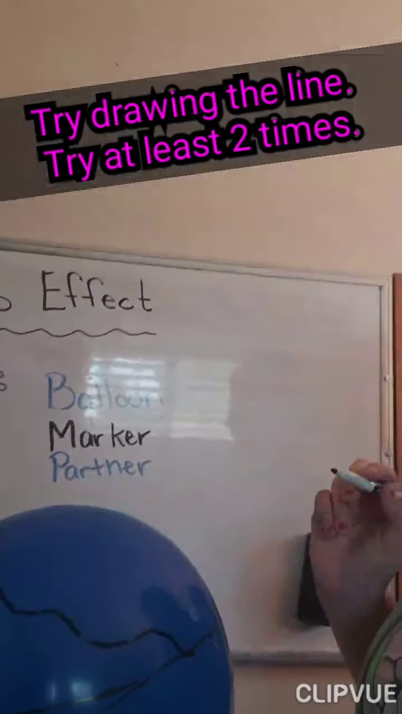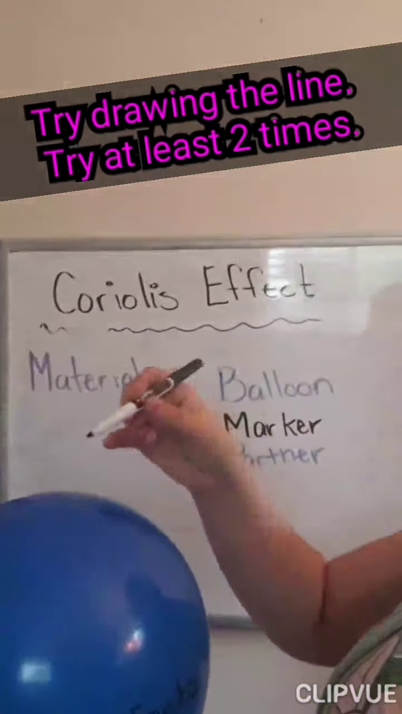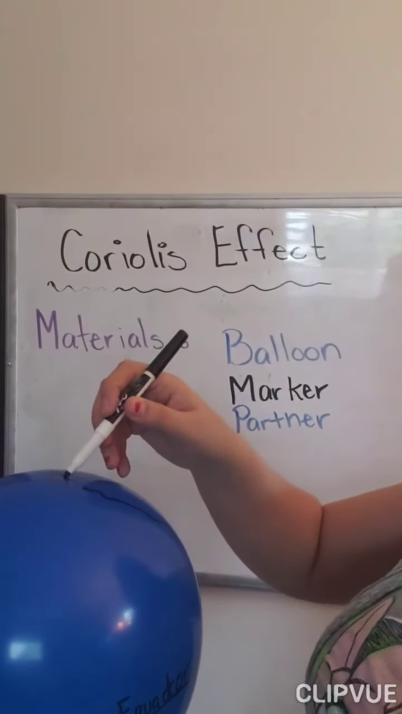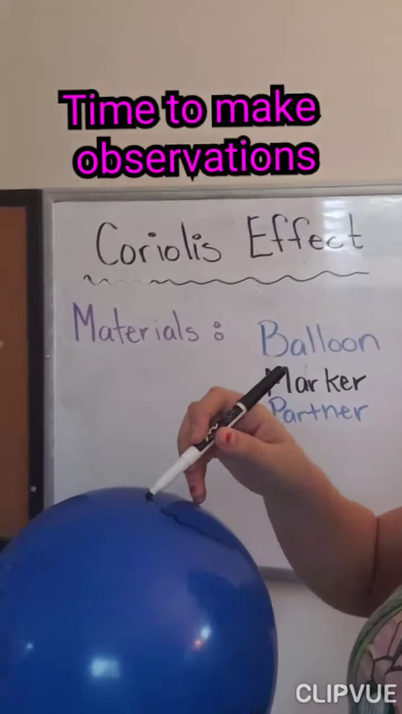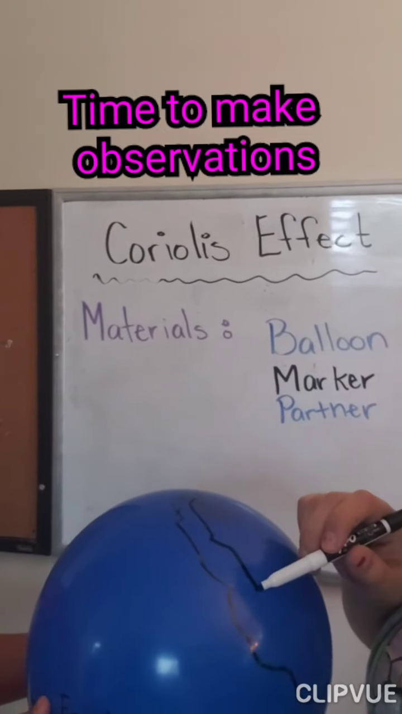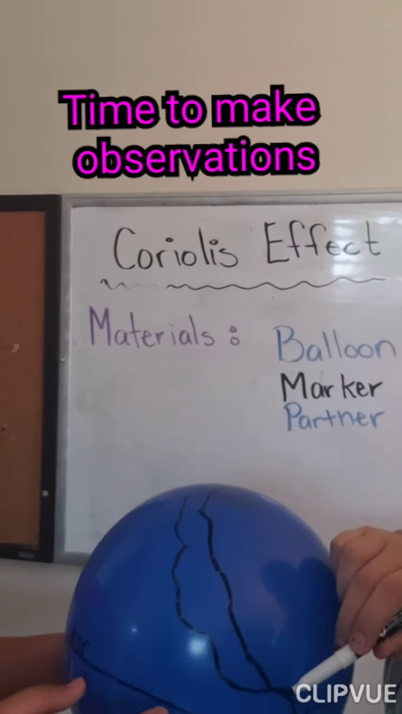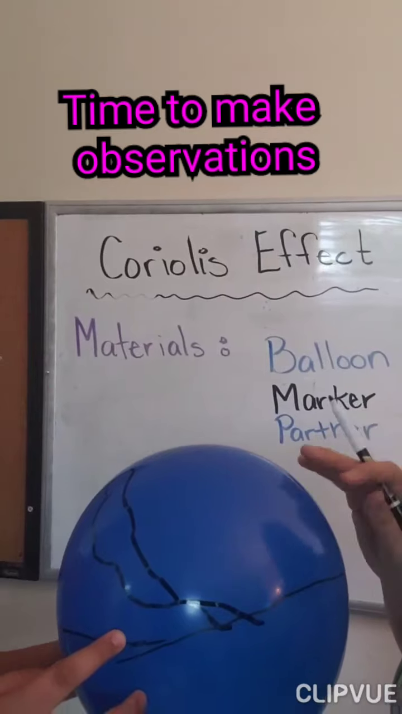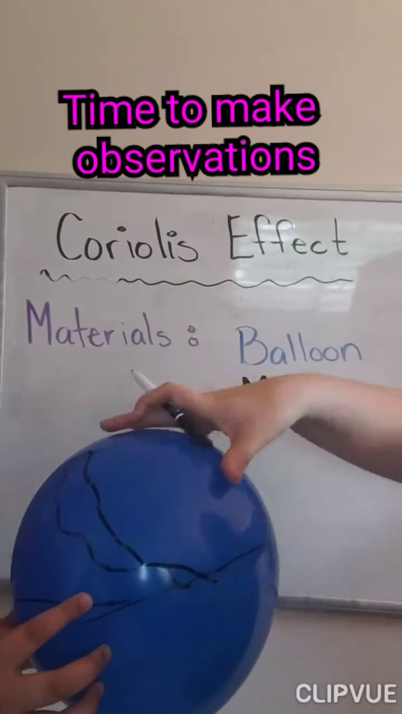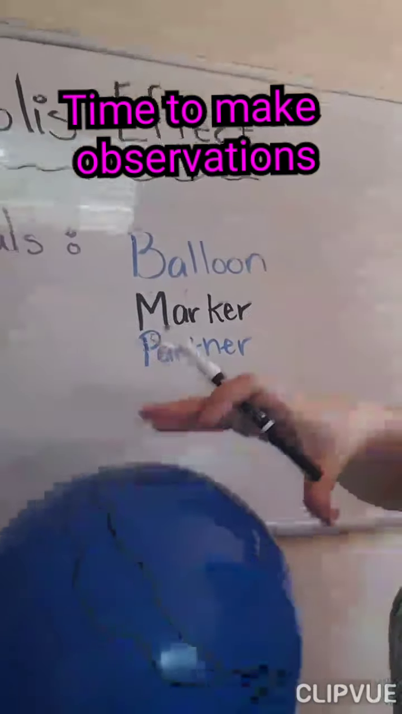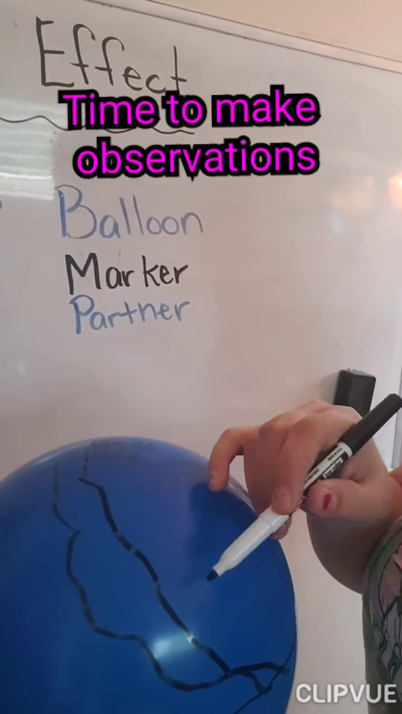So let's give it another try. I'm going to get it from the North Pole and my partner is moving it to the right. Okay, and I'm trying to go all the way down. All right. And notice that the second line matches the first line and it's going to the side.